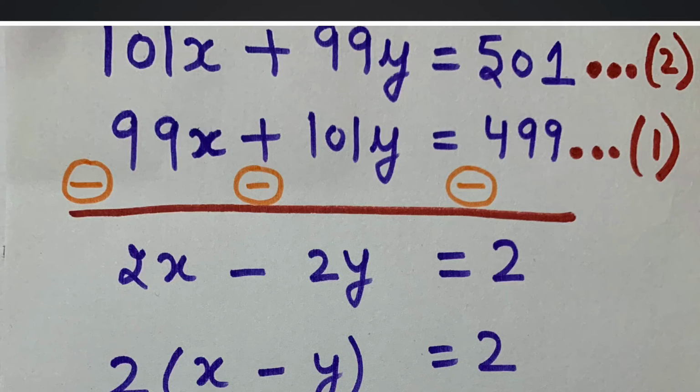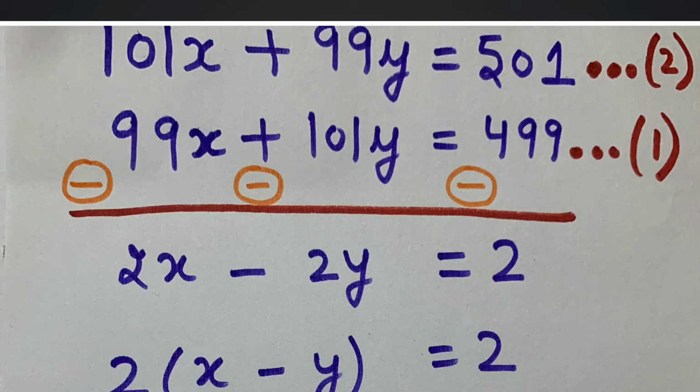Now children, 101x minus 99x will be 2x. प्लस 99y में से हम सब्ट्रैक्ट करेंगे 101y. We will get minus 2y because according to integers plus minus minus and sign is of greater number. 101 is a greater number और इसके साथ जो sign है वो है negative. So we will get minus 2y equal to 501 minus 499. We will get 2.